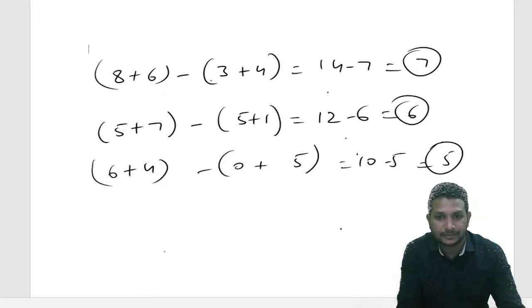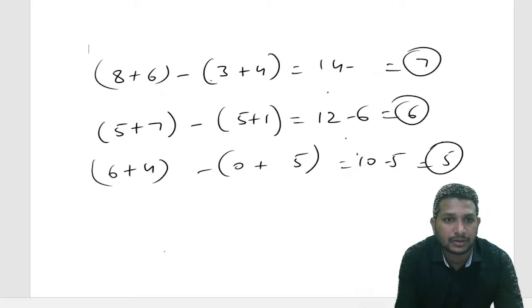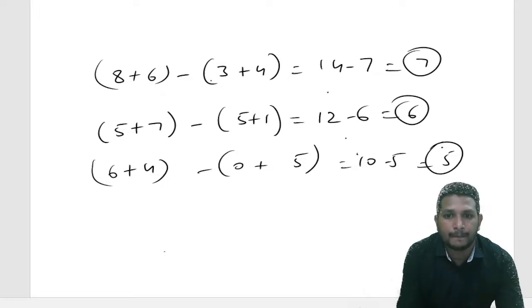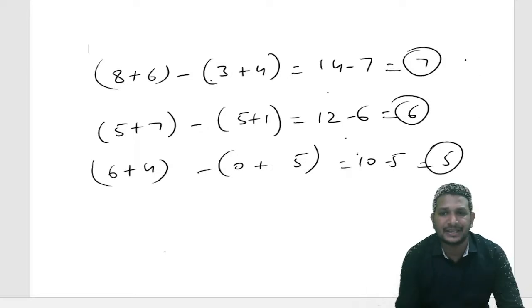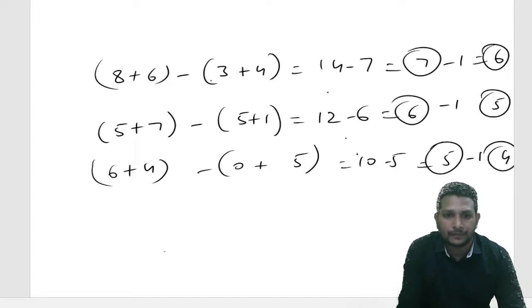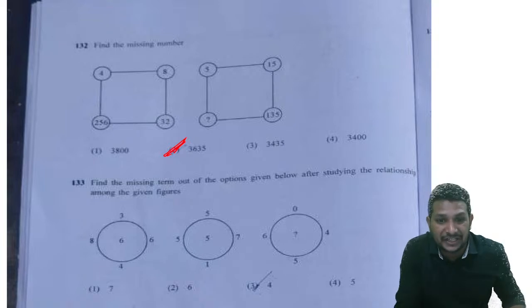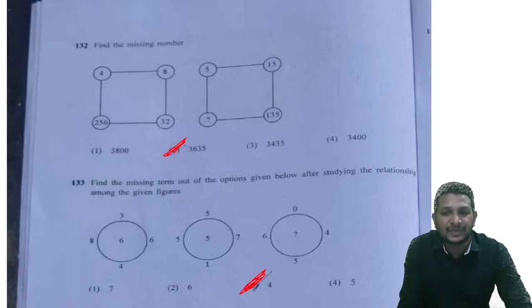But see, these are the numbers, but in the center they all are minus 1, minus 1, minus 1, right? So 6, 5, 4. So the answer is option 3. Option 3 is the correct one, because final answers are again subtracted by 1. That is the logic, okay? Very tricky one. So option 3 is the correct one.